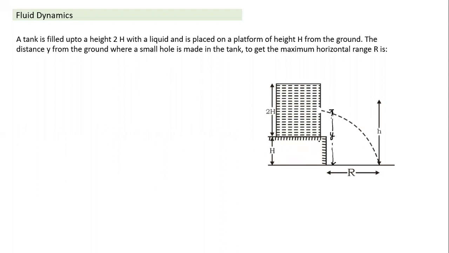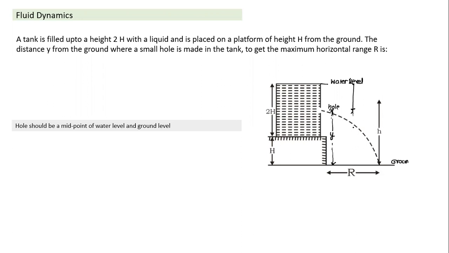See, it is very simple. There are three things relevant here. This one is the water level. And this is the ground level, because for the range calculation, it has to fall onto the ground. So this next point is my ground level. And this is the hole level. So when is the range maximum? When the water level to hole and hole to ground distances are equal. So hole to water level is equal to hole to ground.